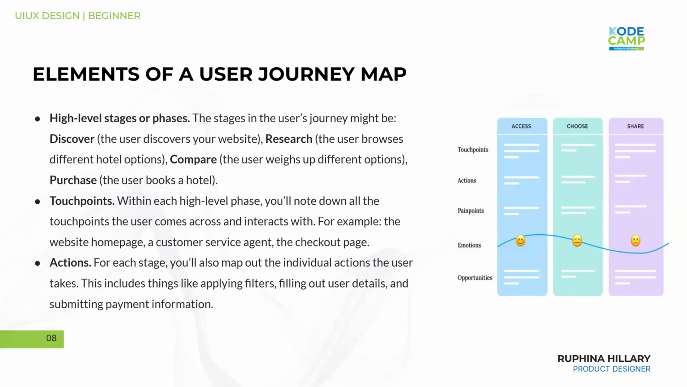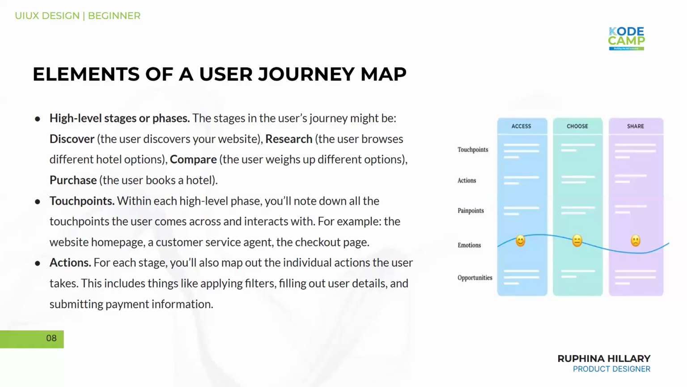Different hotel rooms, seeing different things. I just want you to imagine this scenario. Now they're on your website and they're looking at different rooms. So research: the user browses different options. This is a high level stage, research. We call it high level because all the other things, the touch points, the actions, the pain points, the emotions and the opportunities, are under it. That's why I say it's high level, it's encompassing all these things.